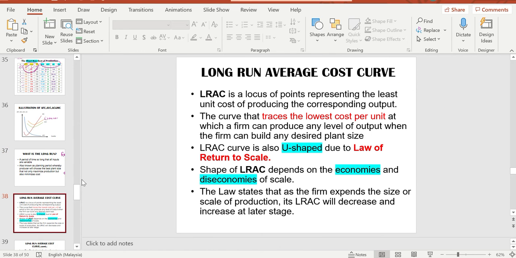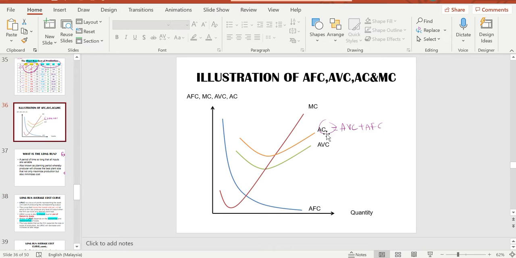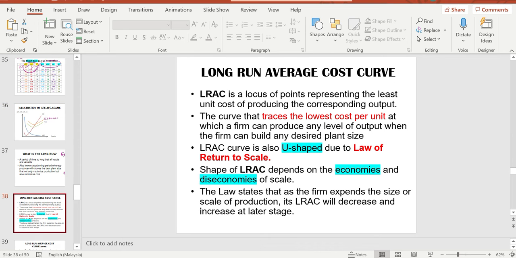Long run is a locus point representing the least unit cost of producing the corresponding output. Okay, nanti saya tunjuk diagram dia, you akan lebih senang faham lah. The curve that traces the lowest cost per unit at which the firm can produce any level of output when the firm can build up any desired plant size. So in the long run, you can decide you nak bisnes besar ke, you nak bisnes kecil ke, you nak operate kat mana ke. Okay, long run average cost curve is also U-shape. Sebab kita ingat masa short run, average variable dengan average cost, dia bentuk U kan. Long run also U-shape due to the law of return to scale.